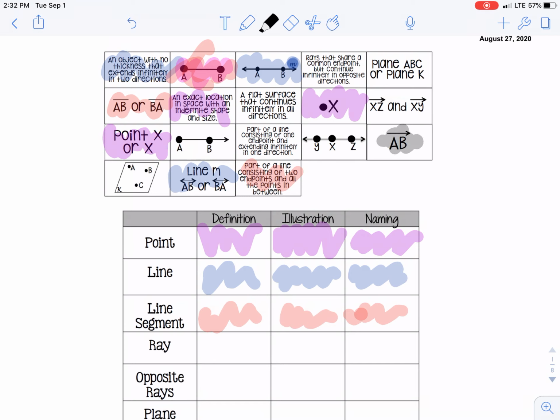All right, so let's go with a ray. See how that's got the arrow going to the right? That's designating it as a ray. So we would read that ray AB. That's the picture. And then it's part of a line that has one endpoint and goes in one direction.